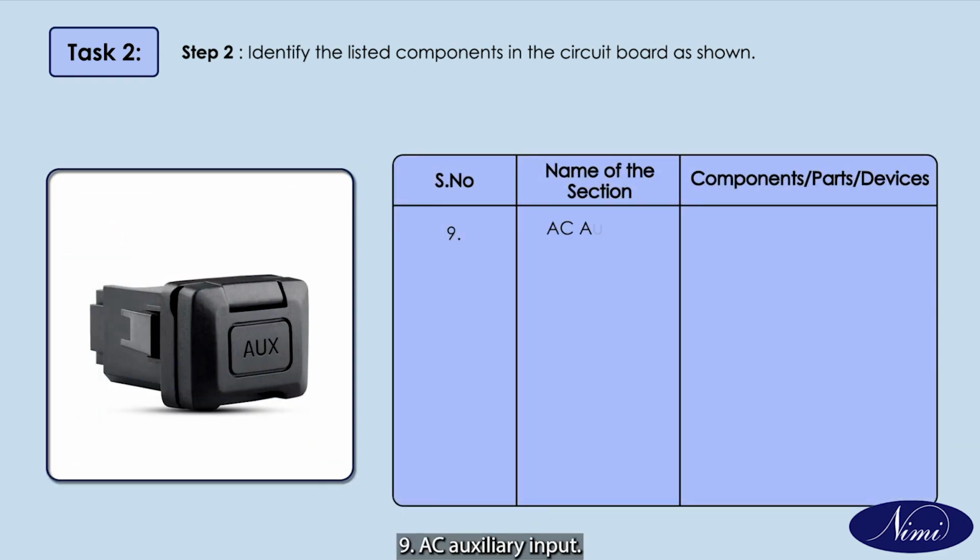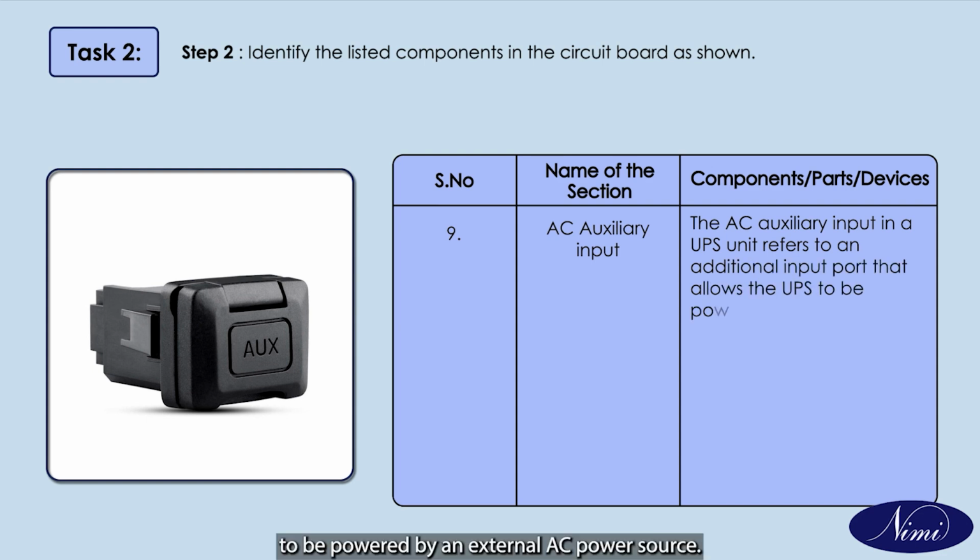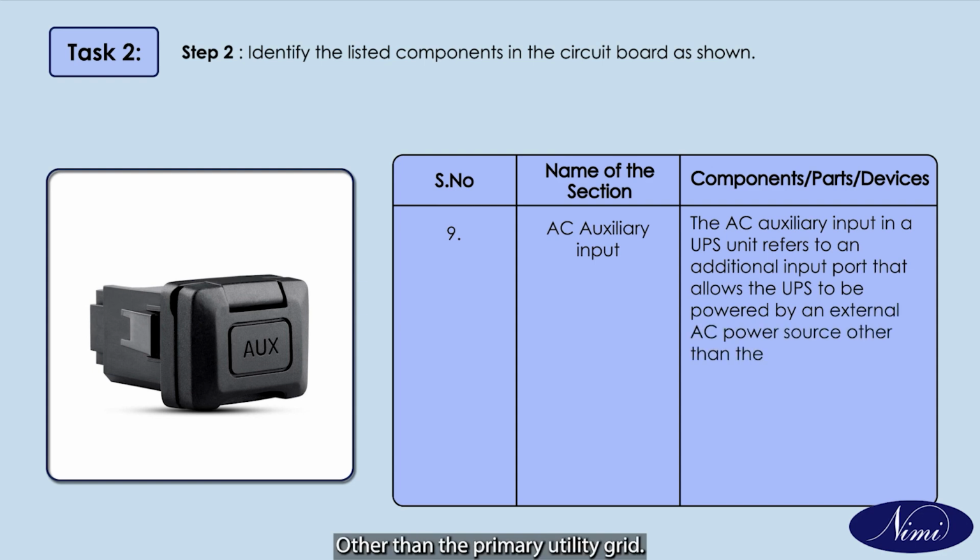Number 9. AC auxiliary input. The AC auxiliary input in a UPS unit refers to an additional input port that allows the UPS to be powered by an external AC power source other than the primary utility grid.